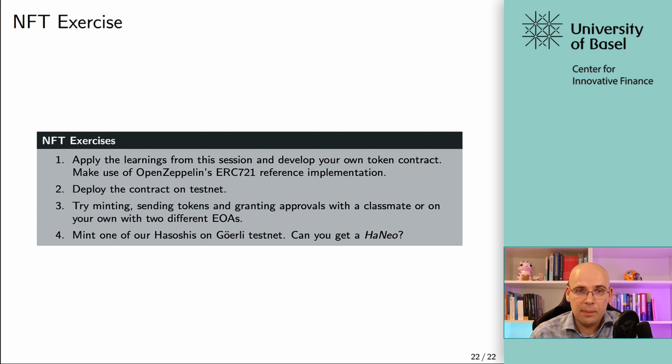You can do that with your classmates or anyone else when you're using 2 different EOAs, let's say, and then mint one of our Hasoshis on Goerli testnet. Recall, Hasoshi is the mascot of our lecture, the white rabbit. And of course, try to get the rare version. There are different variations of Hasoshi, as you will see. And it should be your goal to get the rarest one, of course.